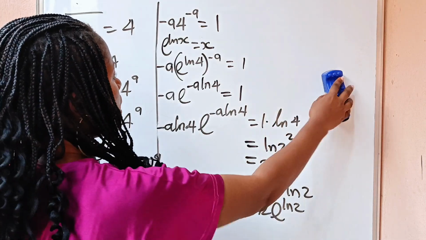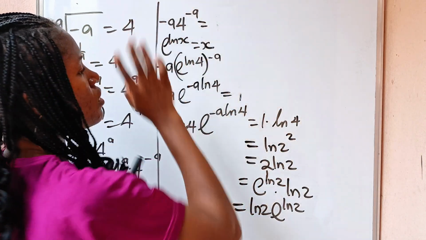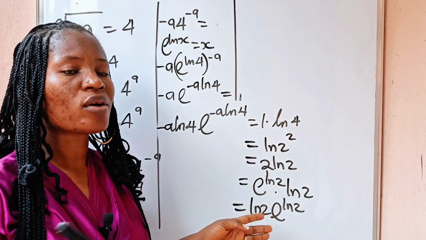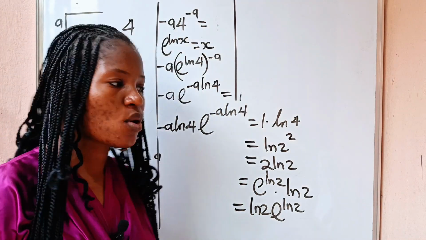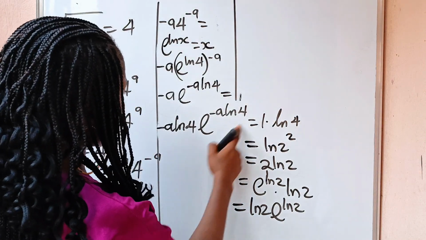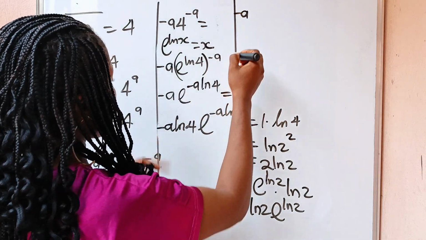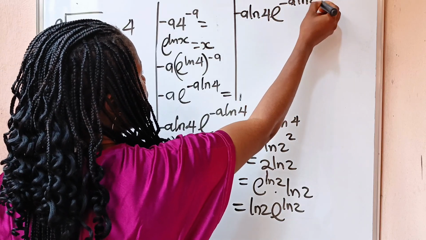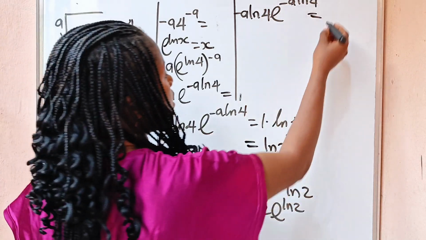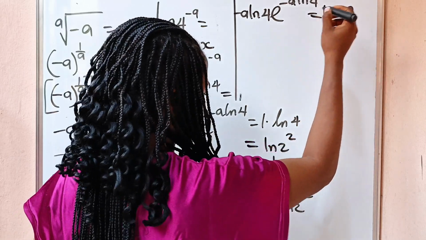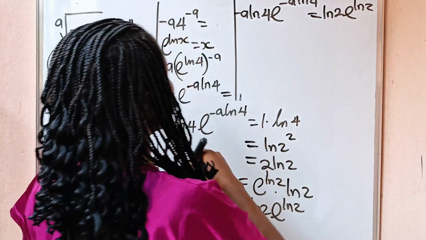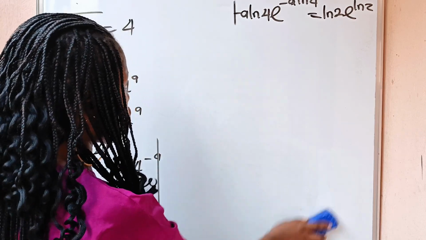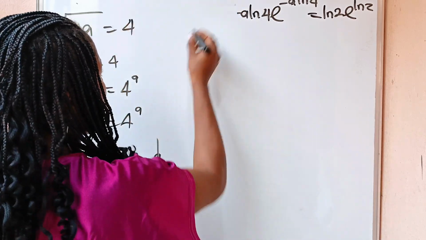Now let me write what we have. Remember that we are going to solve this using two methods, okay? So I would like you to watch to the end and see how we did that. And we're also going to prove that the answer we got is correct. Now, this is what we have. The left hand side is minus a ln 4 times e to the power of minus a ln 4, which is equal to, the right hand side, ln 2 times e to the power of ln 2. Now this is what we have. Permit me to clean some things so that we have enough space to work with.